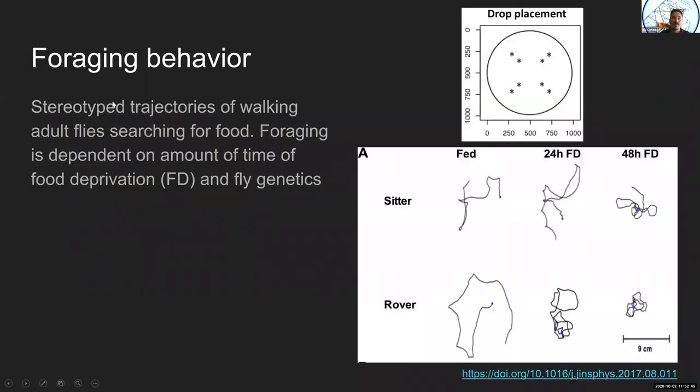There's a lot of work that's been done on foraging, just watching what flies do in new environments. So there are different personality types. There are flies that just like to sit around. And so if they're fed, they might explore a little bit of their environment, but not very much. Whereas this rover type fly will go a much larger distance. And that also changes dramatically depending on how many hours it's been since they've been fed.